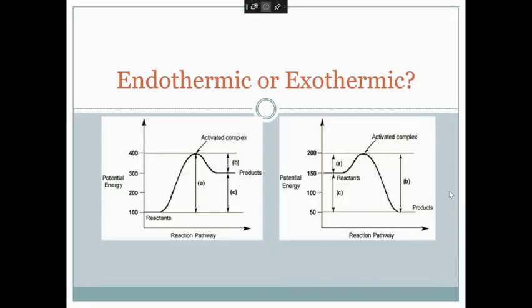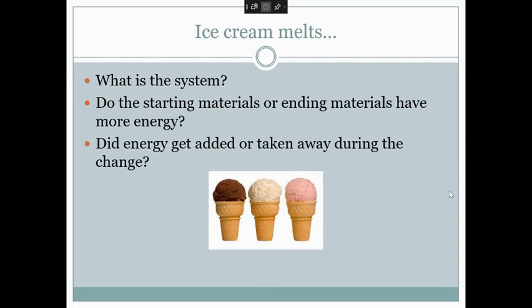So next we're going to take a look at a couple processes that we're used to. These aren't always chemical reactions. Chemical reactions are not the only thing that can be endothermic or exothermic. Physical processes can also be endothermic or exothermic. So let's think of a couple examples that we're all familiar with.